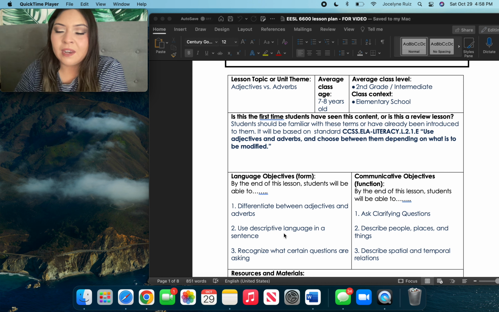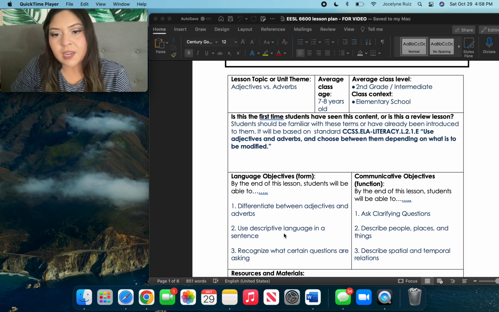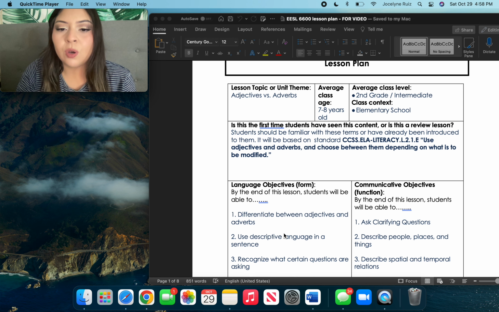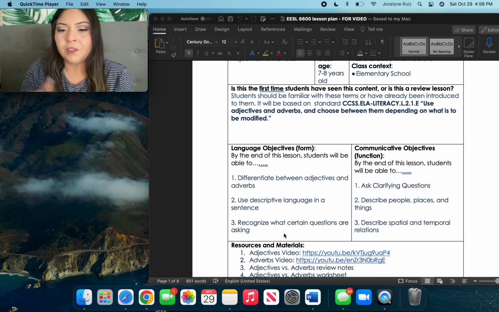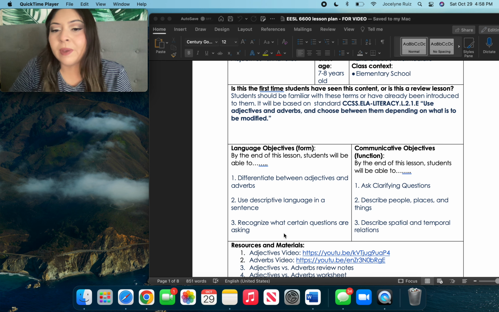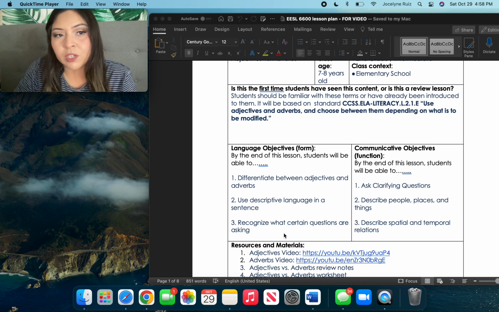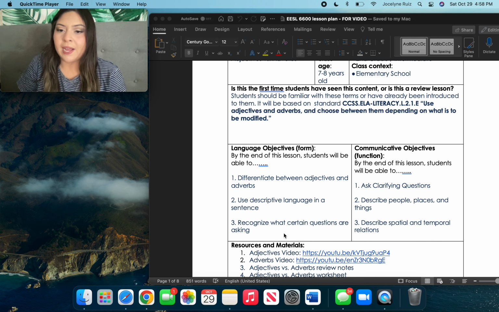So by the end of this class, there's going to be a few objectives that you should be able to accomplish. The standard that we're going with is being able to use adjectives and adverbs and choose between them depending on what is to be modified. So your language objectives are going to be the following. By the end of the lesson, you should be able to differentiate between both adjectives and adverbs, use descriptive language in a sentence, and also recognize what certain questions are asking.